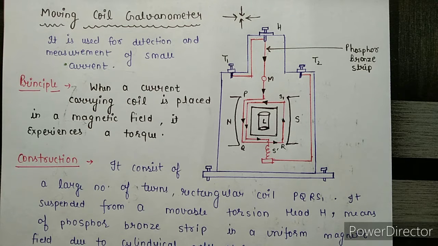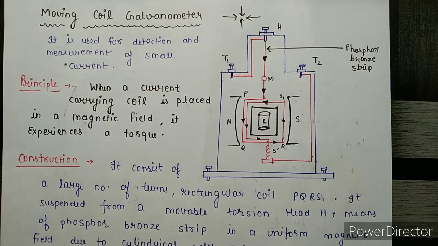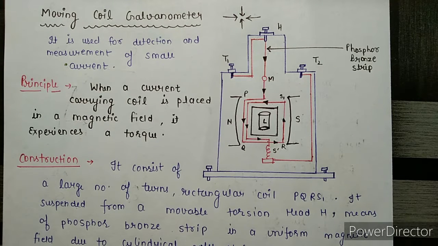If we're talking about its principle, it is totally based on the phenomenon of torque, means when a current carrying coil is placed in a magnetic field, then the rectangular coil or the current carrying coil experiences a torque. So this is the principle of MCG, means moving coil galvanometer.